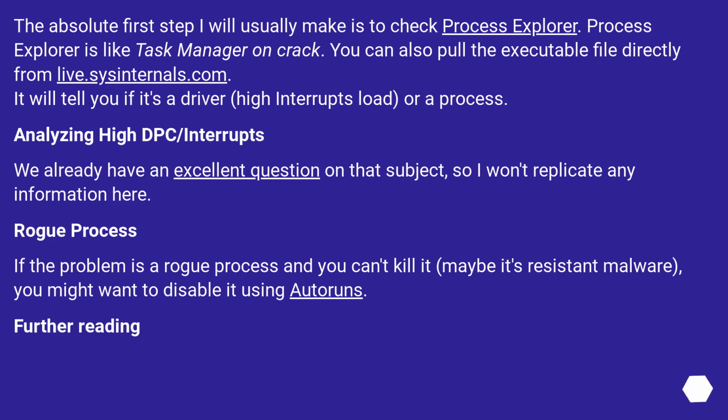Analyzing high DPC/interrupts. We already have an excellent question on that subject, so I won't replicate any information here. Rogue process. If the problem is a rogue process and you can't kill it, maybe it's resistant malware, you might want to disable it using Autoruns. Further reading.